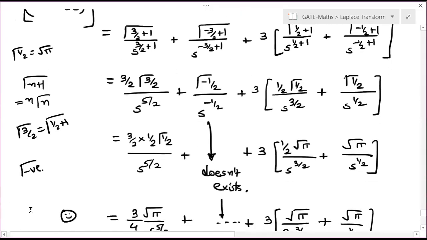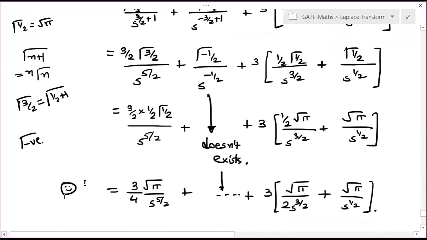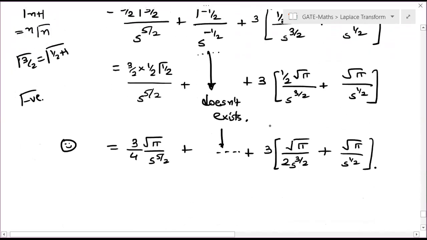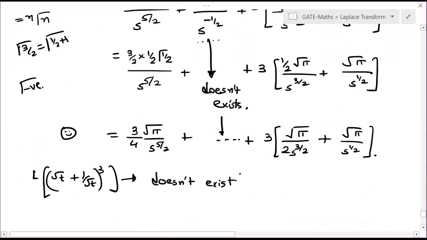What will be the final answer? For this, the final answer is this only: it doesn't exist, right? Because if one term of this solution does not exist, that means your question is all diverging. So here, exactly, Laplace of (root t plus 1 upon root t) whole cube does not exist because of this.